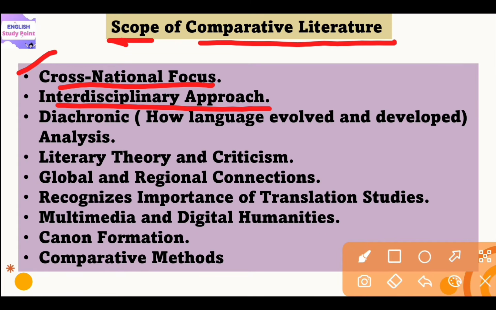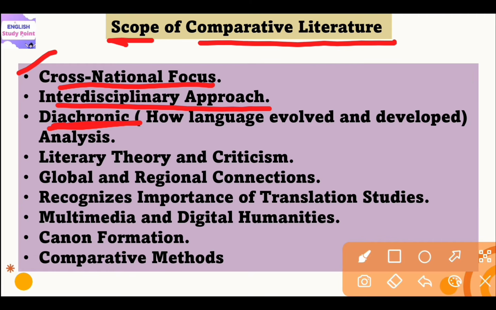Then another one is interdisciplinary approach. So it tries to integrate methods from history, philosophy, arts, and it opens dialogue between literature and other disciplines like sociology or anthropology. It also tries to analyze literary texts within broader cultural and social contexts.